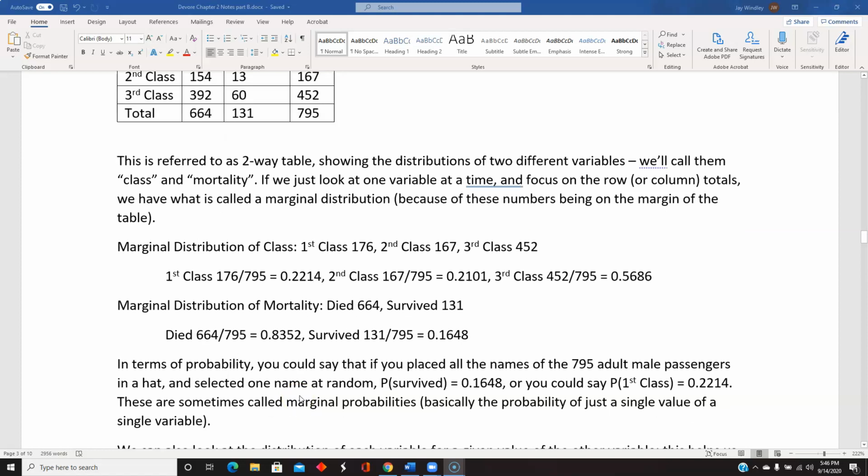So if you picked an adult male passenger at random, the probability that they survived would be 131 out of 795. There's 795 names that could be chosen, and 131 of them belong to survivors. So the probability that someone survived is 131 out of 795. Or you could say, what's the probability of first class? And those are called marginal probabilities, just looking at one value of one variable.